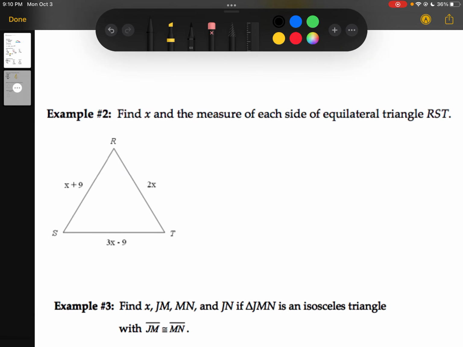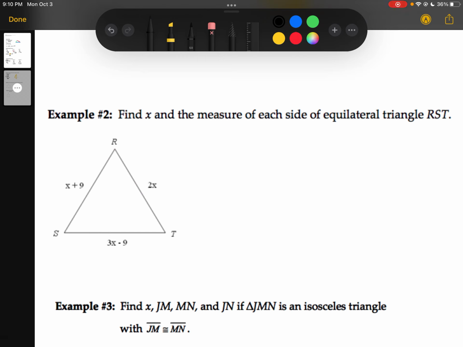For example number 2, we can use some of our properties, and this will be the more common thing you'll see on the state test with some calculations. So find x and the measure of each side in the equilateral triangle RST. Equilateral, remember, this means all sides are the same.